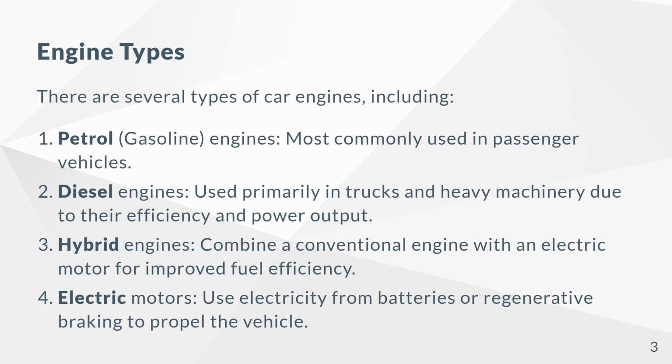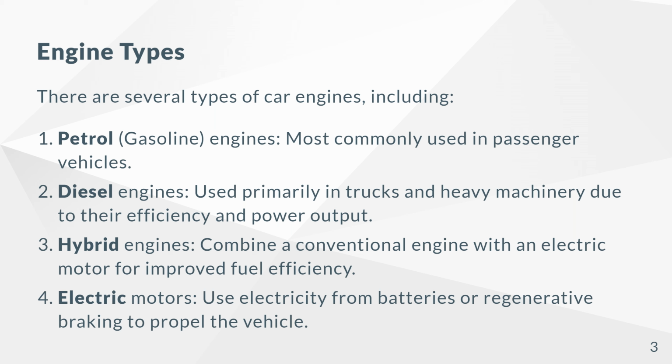There are essentially 4 types of car engines available today, with each type serving a specific purpose and catering to different needs. Petrol engines, for instance, are commonly used in passenger vehicles due to their widespread availability and relatively lower cost. Diesel engines, on the other hand, are more often found in trucks and heavy machinery because of their efficiency and power output. Then there are hybrid engines that combine conventional engine technology with an electric motor, aiming to improve fuel efficiency while reducing emissions.